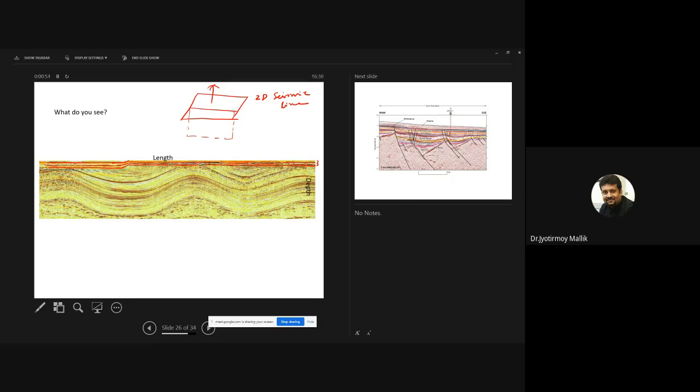Another important thing that you observe is this package and this package. If I call this A and this B, I see that B is kind of folded, as you pointed out, but A is kind of horizontal, right? So perhaps the interface between A and B is an unconformity.